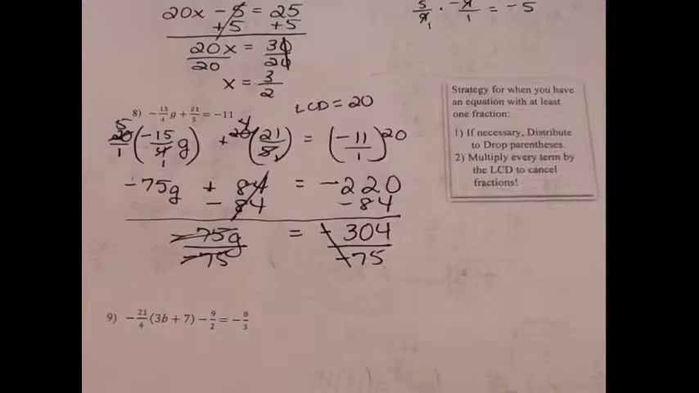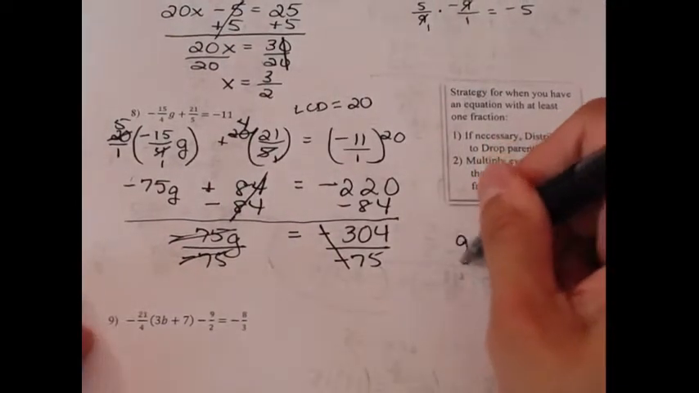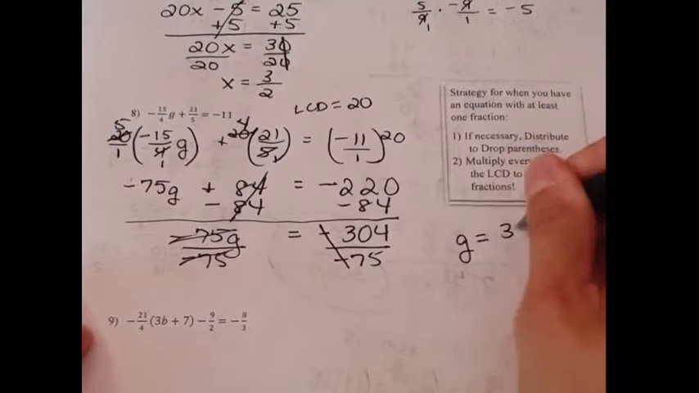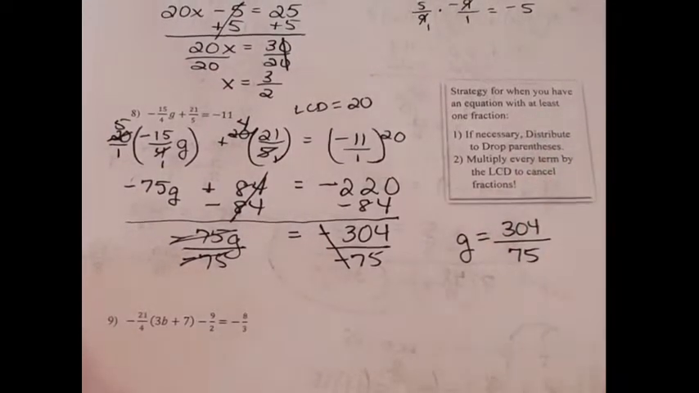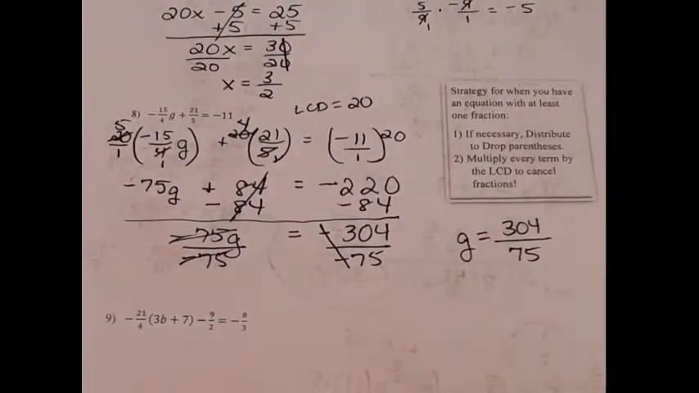So then we have 304 over 75, and notice Kayla mentioned that fraction cannot be reduced, and she's absolutely right. So in this case, we'll simply say that our answer is positive 304 over 75. And that concludes problem number 8.